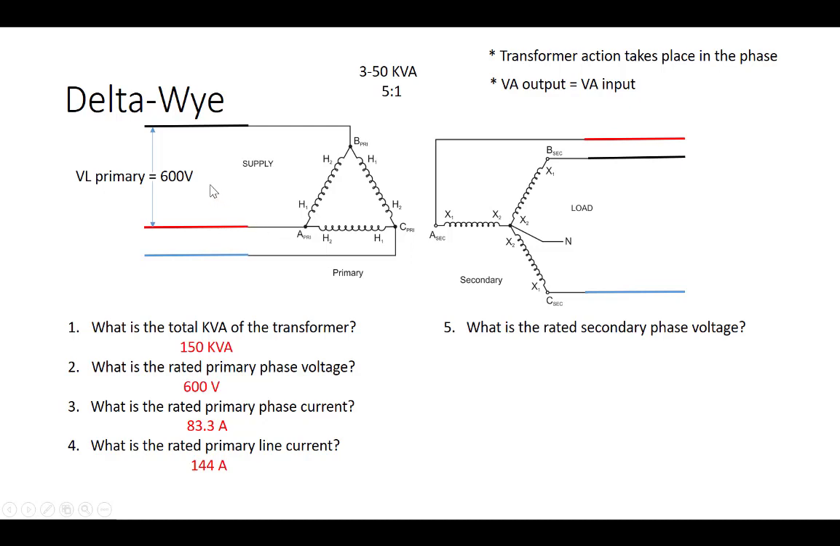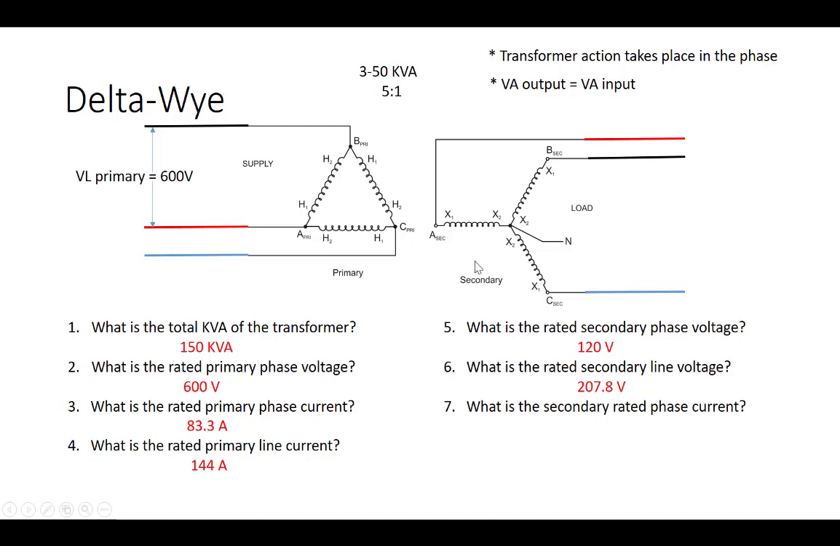On the secondary, the phase voltage, in order to figure out that voltage, I need to know what the phase voltage is on the primary, because the ratio takes place from phase primary to phase secondary. With a delta connection, if the line voltage is 600 volts, the phase voltage will also be 600 volts. So that 600 volts divided by 5 should give me on the secondary a phase voltage of 120 volts. On a Y secondary, if the phase voltage is 120 volts, the line voltage should be 208.